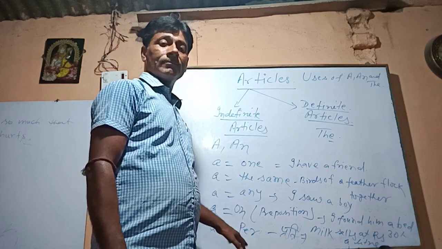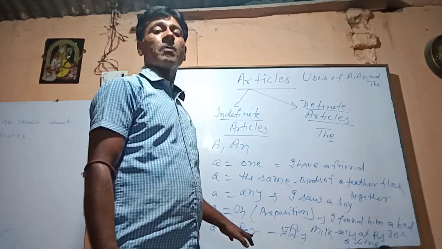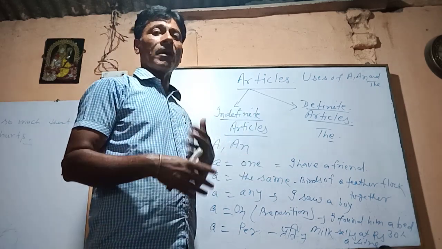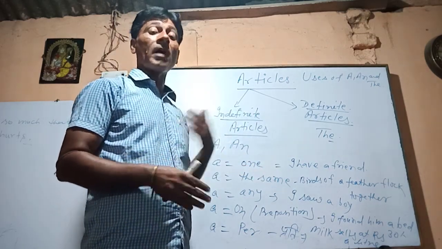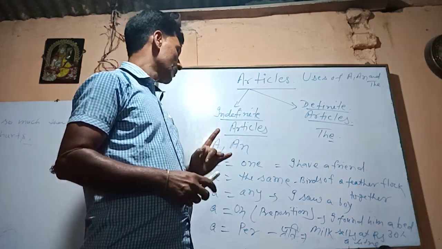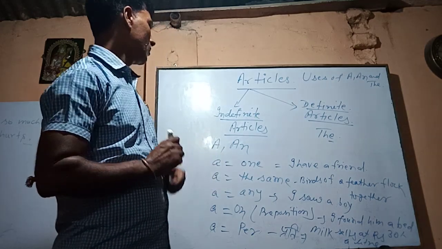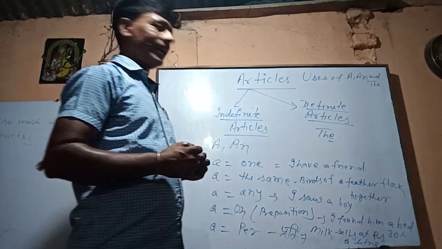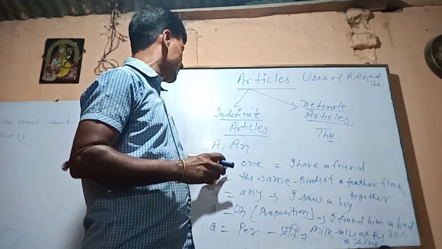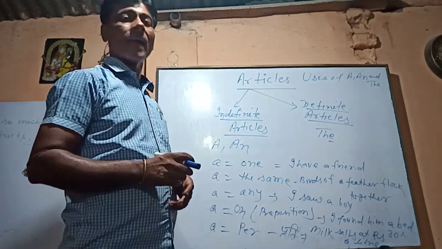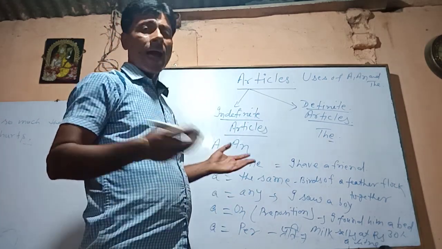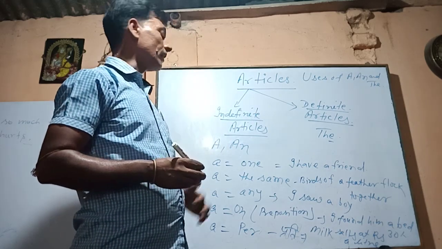In case of the last meaning of A, per means prati. We can say per liter, per kilo, per meter, per kilometer, per person. So per means prati, which always denotes one. So what do I see here? That A has not only a limited meaning, it has different meanings. Similarly, an has the same kind of different meanings.